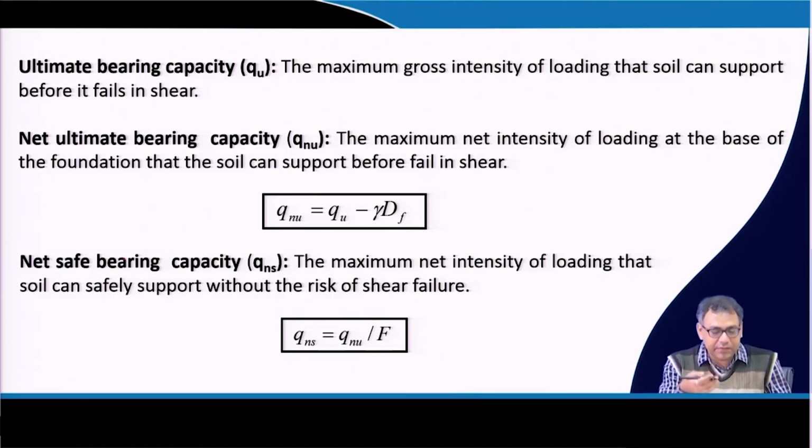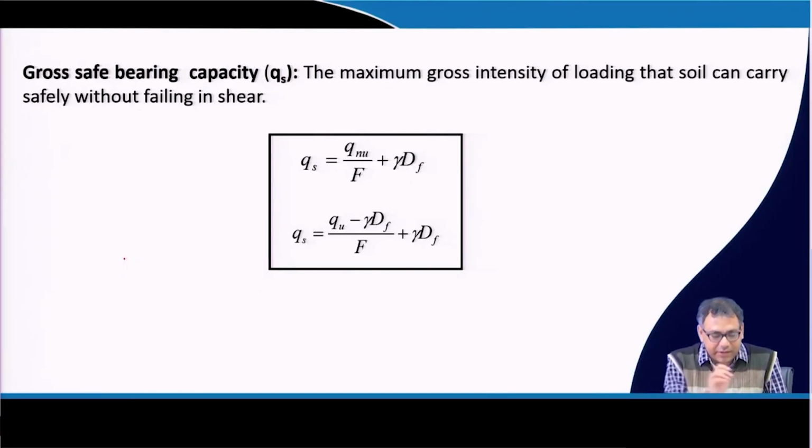Now, we can apply the factor of safety with the ultimate bearing capacity also. In that case, this will be called the gross safe bearing capacity. Net safe bearing capacity is the net ultimate bearing capacity divided by the factor of safety. Now, the gross safe bearing capacity is that divided by this factor of safety. So, finally, for this gross safe bearing capacity we have to apply the net ultimate bearing capacity divided by the factor of safety plus gamma dF.